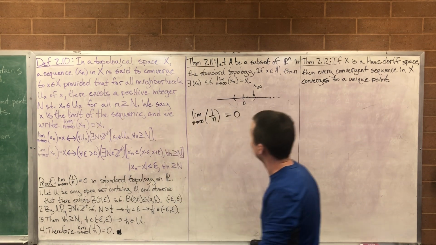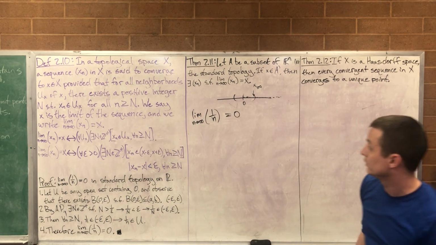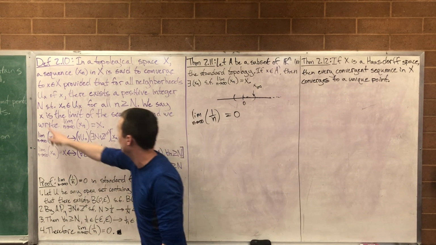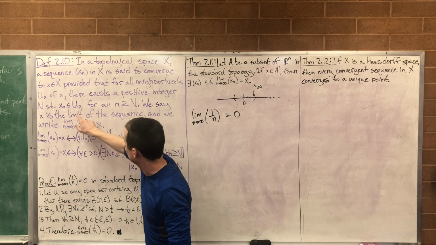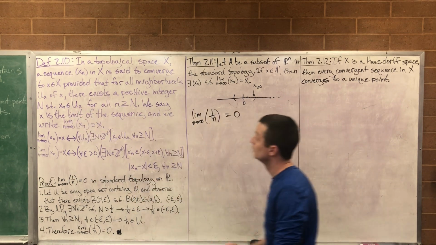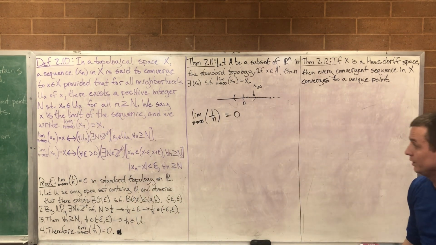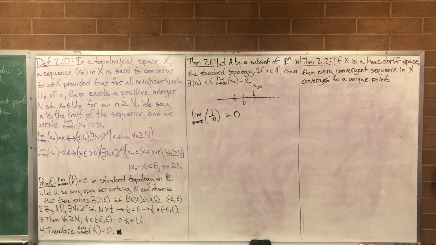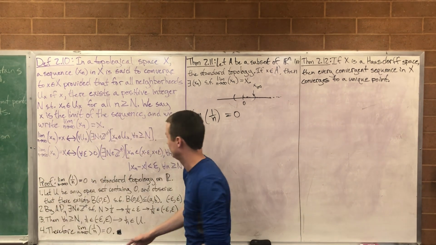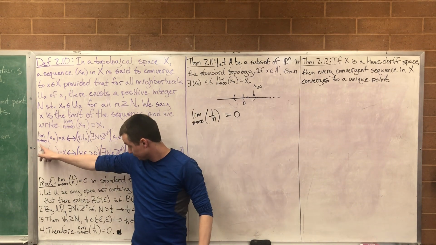So, converges to x provided that for all neighborhoods u sub x of little x, there exists some positive integer n, that's the index in the sequence, such that from that index onwards, we're always inside the neighborhood. And then we say x is the limit of the sequence, and we write that the limit as n goes to infinity of x sub n is equal to x. So now let's wrap our head around this, and this is for calculus students to see how what they learned is the same. So what are we saying?